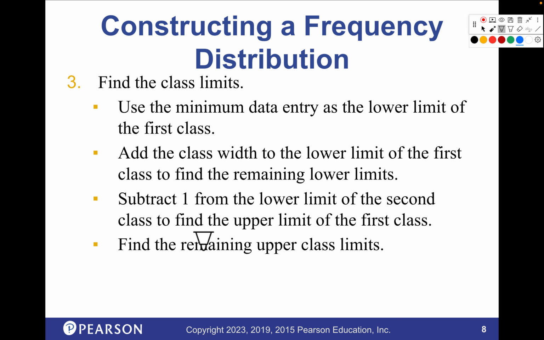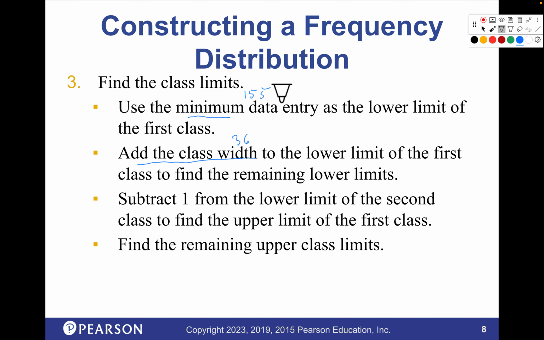Now what we need to do is find those class limits. Remember, the lower limit to the higher limit. These are the steps. We start with the minimum piece of data, because we don't need to go below the minimum, do we? It would all be zeros anyway. So we can start with the minimum, which in this case was 155. That'll be our lower limit of the first class. What we then do is add the class width, which was 36, to the lower limit of the first class, and that will become the lower limit of the second class.